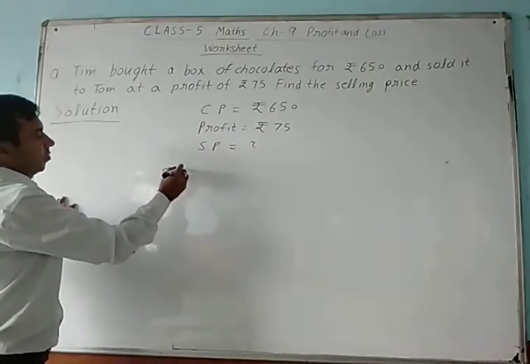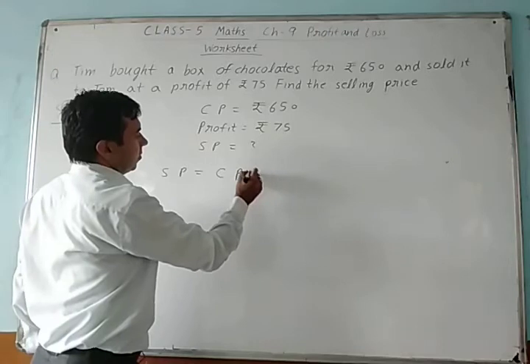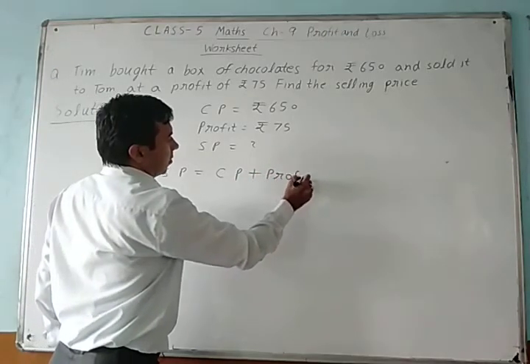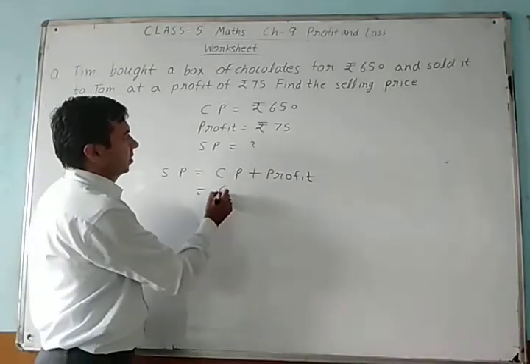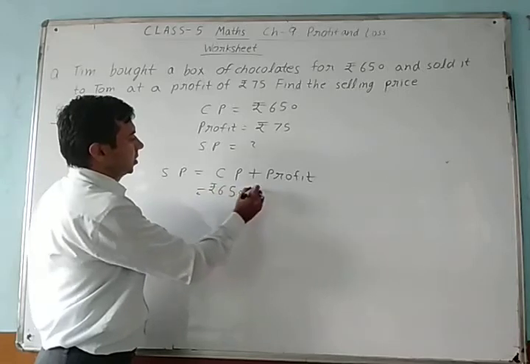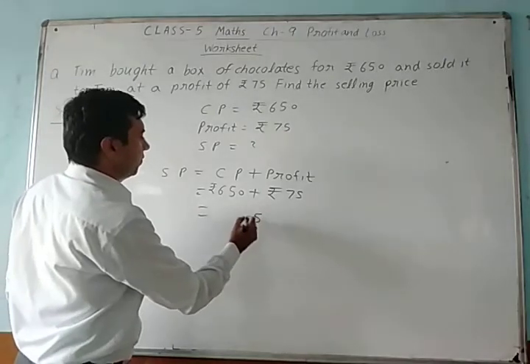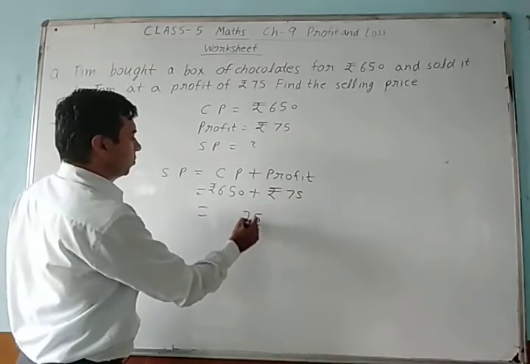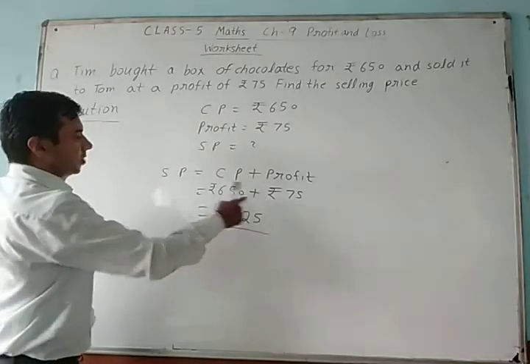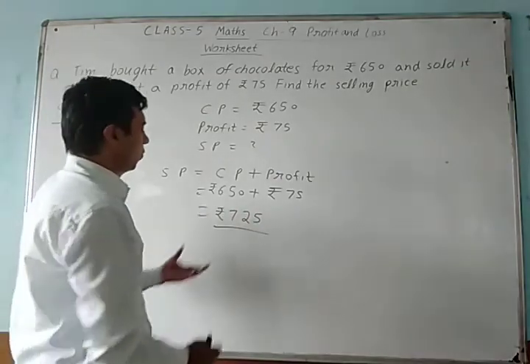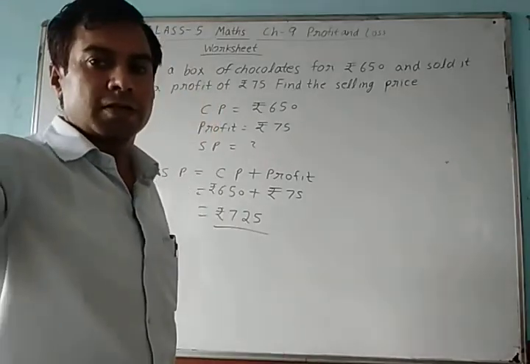So student, we all know that selling price is equal to what? CP plus profit. I have explained. Now we put the value: rupees 650 plus rupees 75. Now 5, 7, 12, 6, 1, 7. Rupees 725. This is our answer.